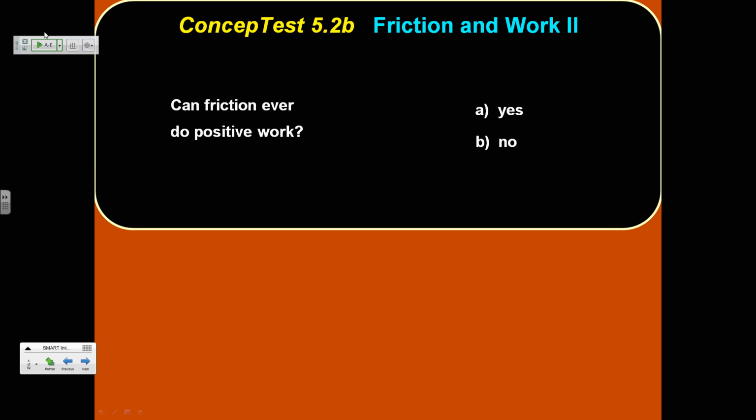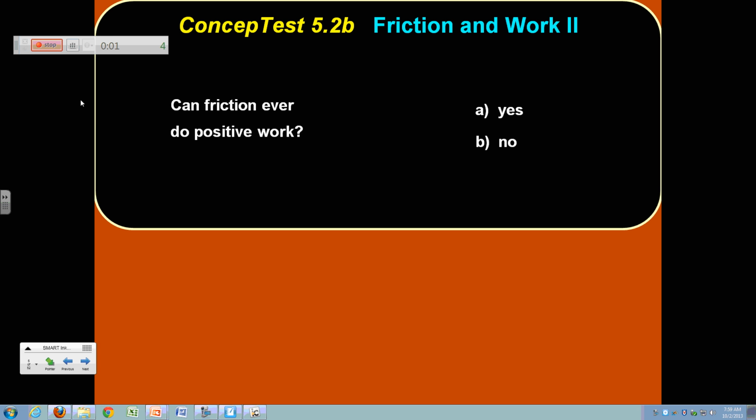All right, can friction ever do positive work? The answer to this is yes. I'm going to put in A.